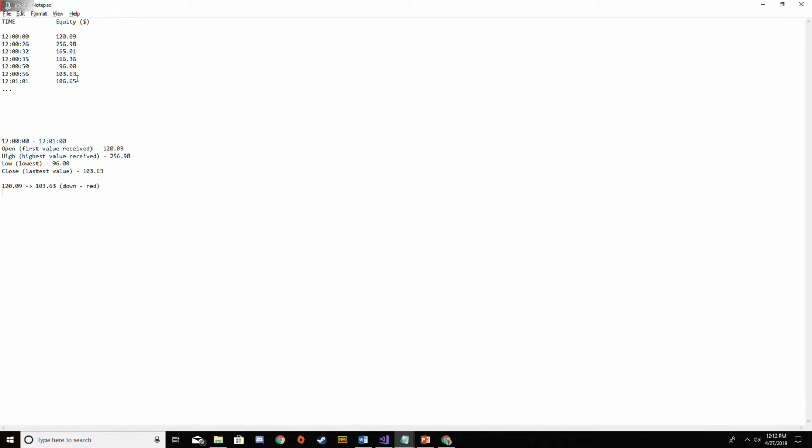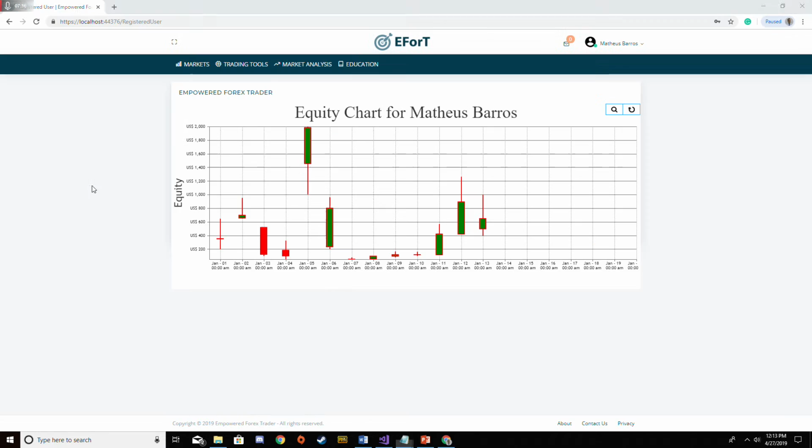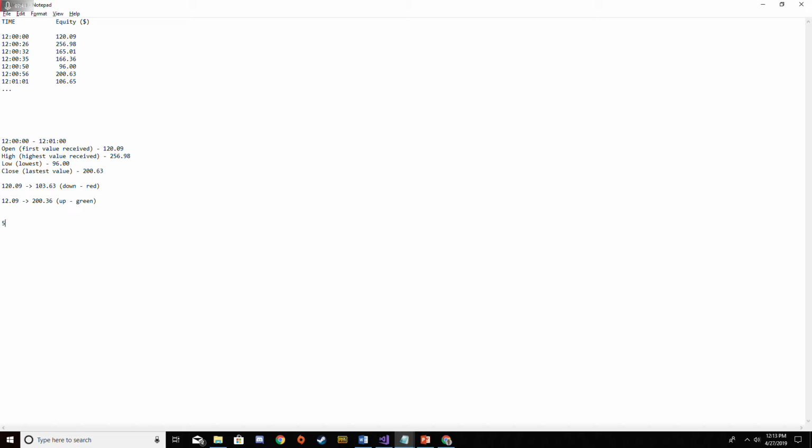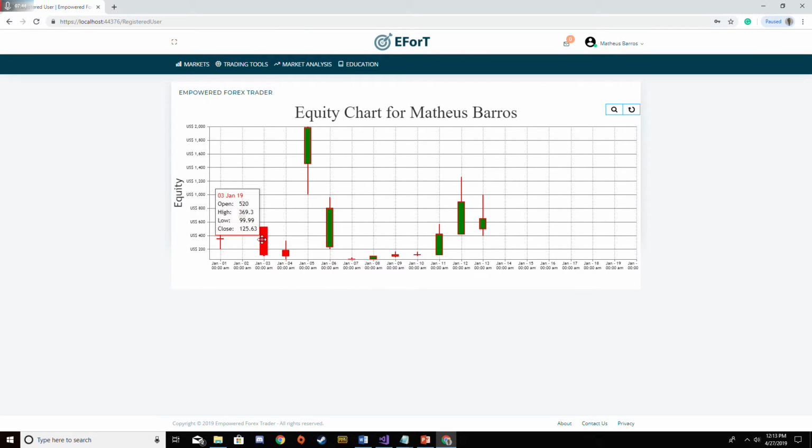If, for example, this value was 200, what would my close value be? 263. So my open value was 120.09 and it went to 200.63, so it went up. Does that mean the candle is going to be green? And if it goes down, it's going to be red. So for example, with this one the open is 520, and what's the close? 125.